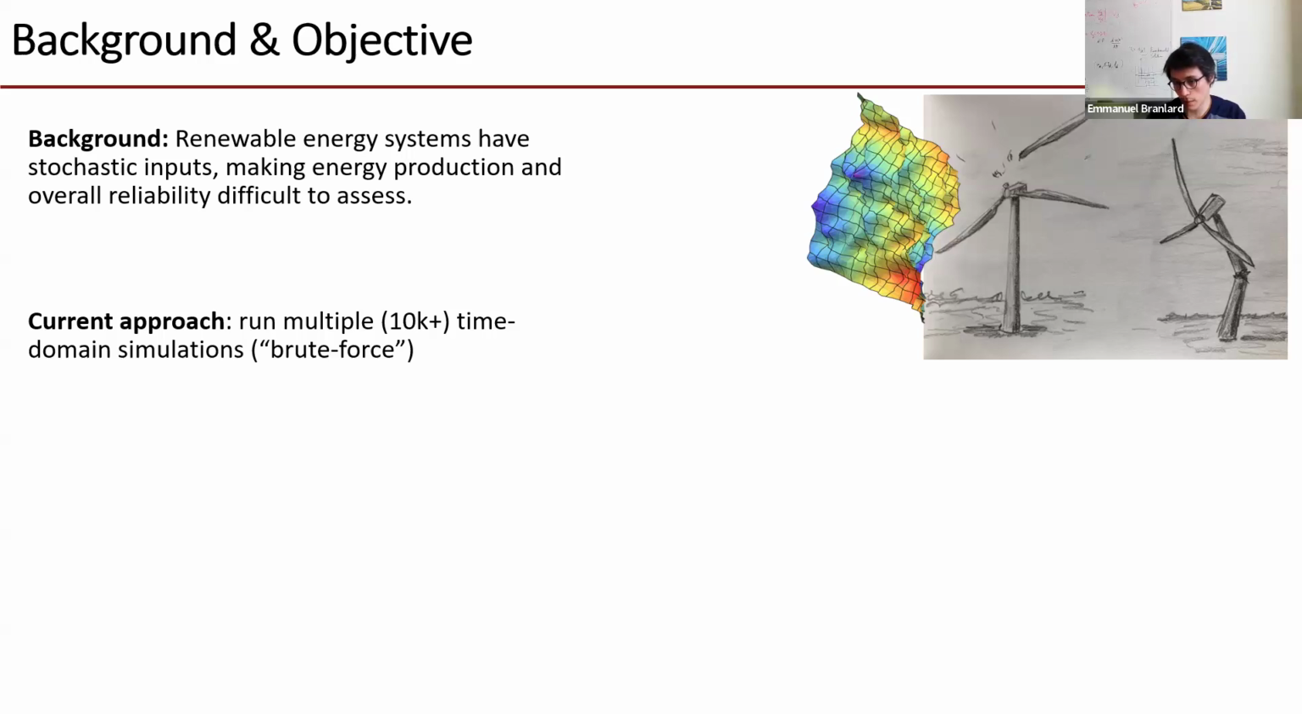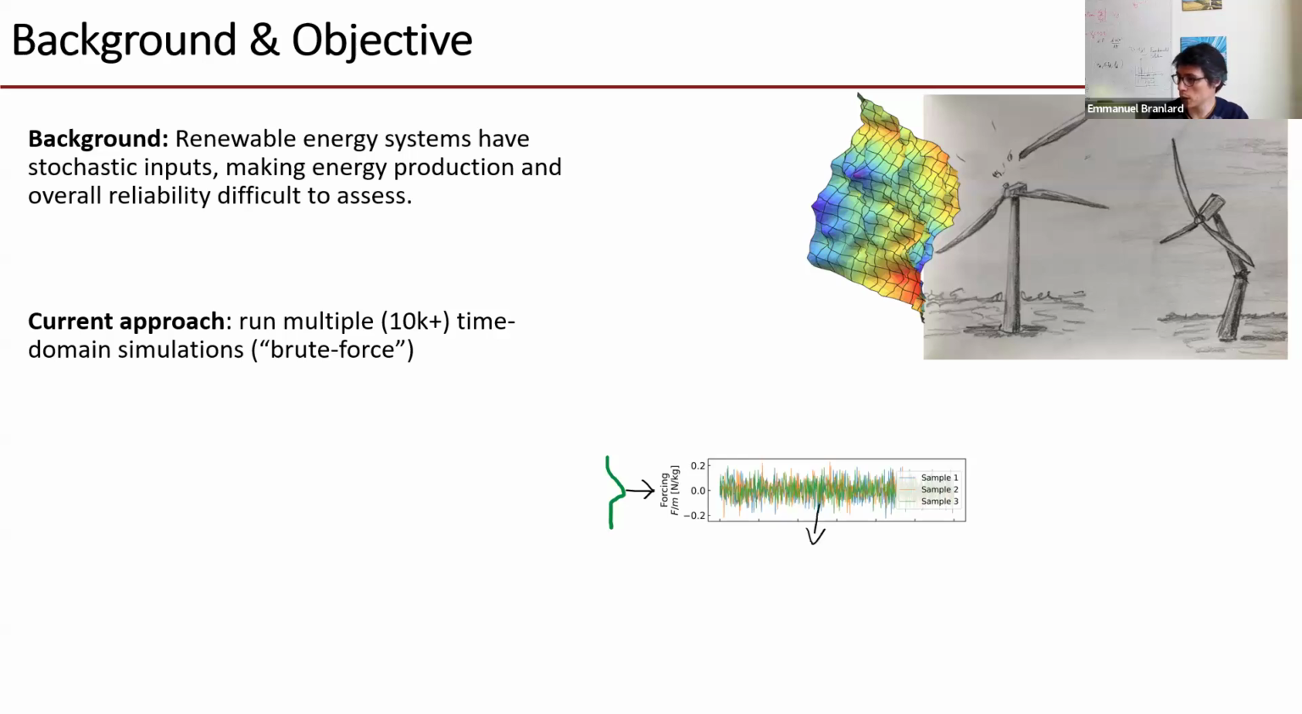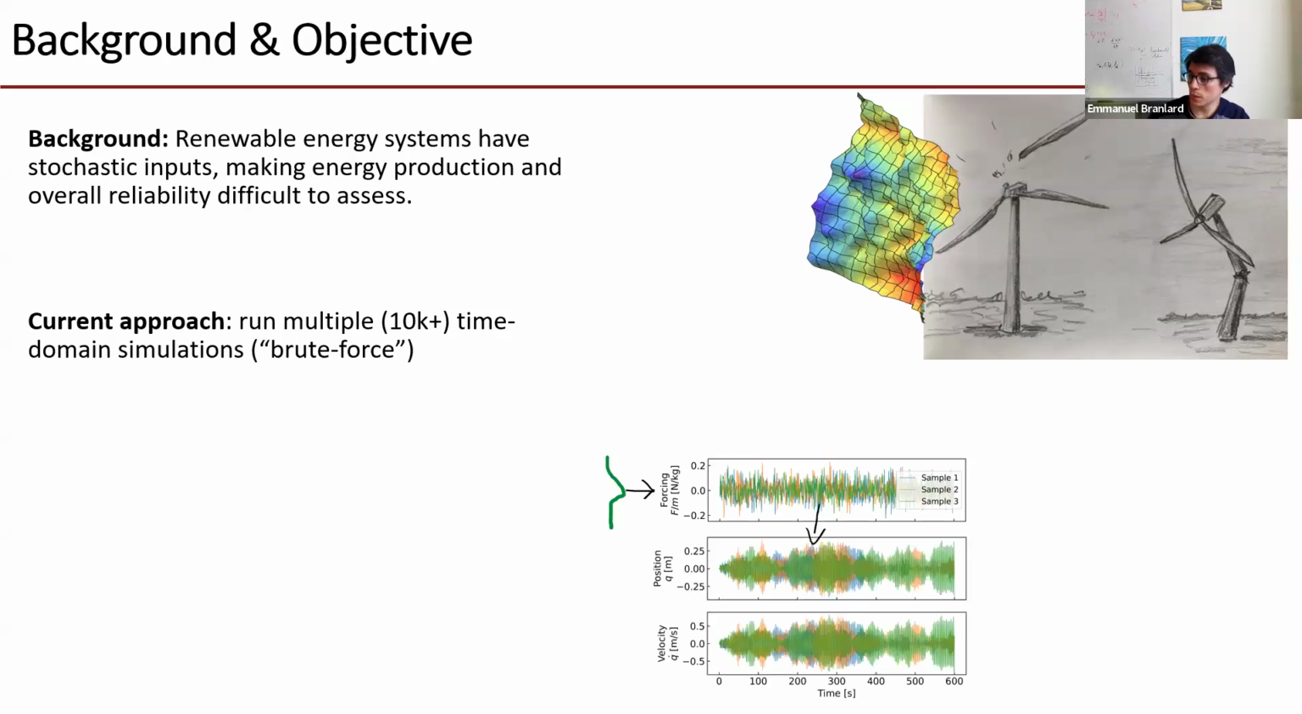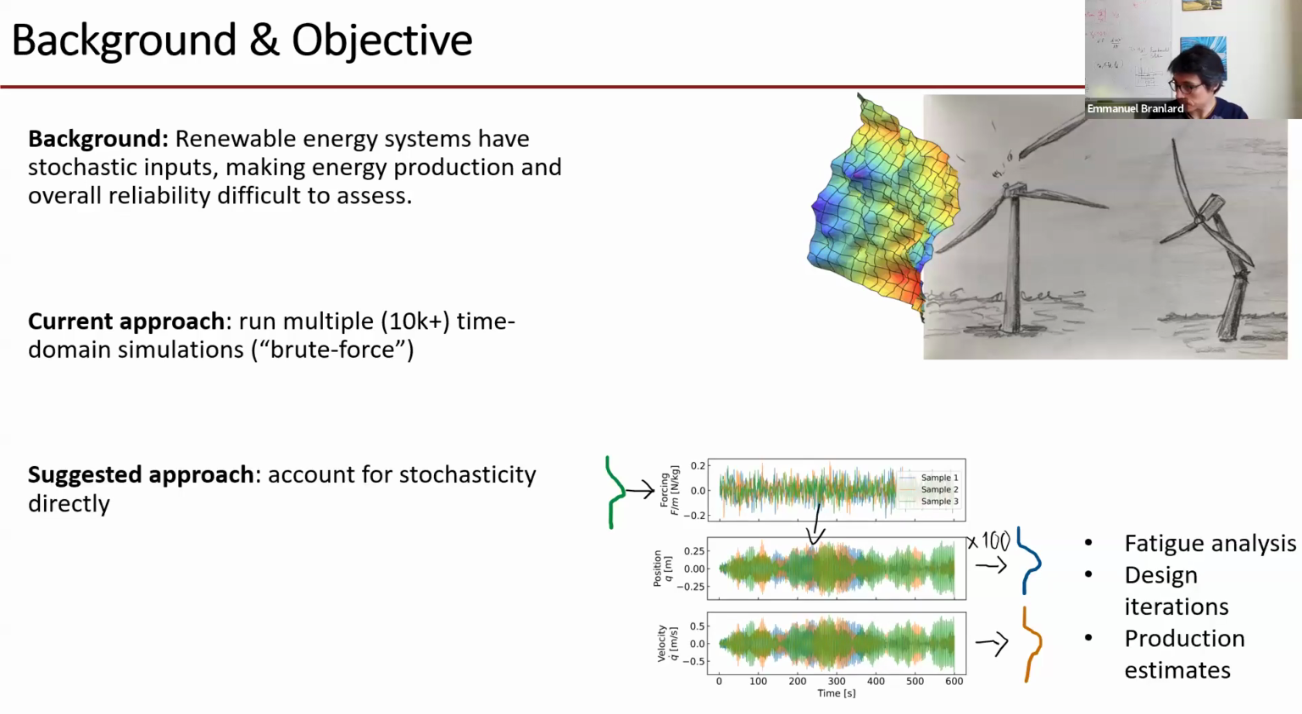Nowadays, our approach is brute force. We run tens of thousands of simulations, which I illustrate this way. For instance, the forces, that's going to be my input in this case. We have many samples of forces. From those forces, we're going to get different displacements, different velocities. And then we can look at the statistics of the displacement, the probability density function of my displacement and my velocity. So usually we do this on tens of thousands of simulations.